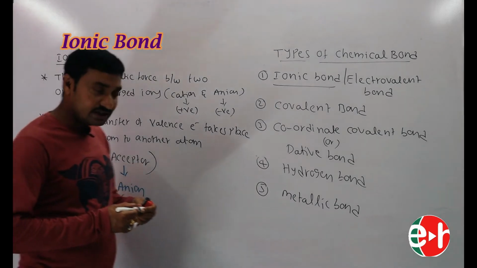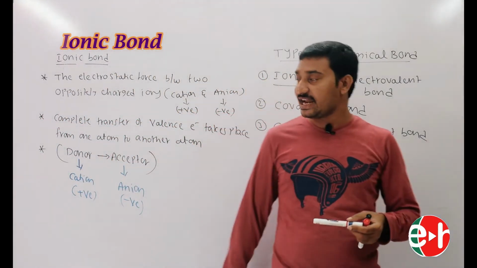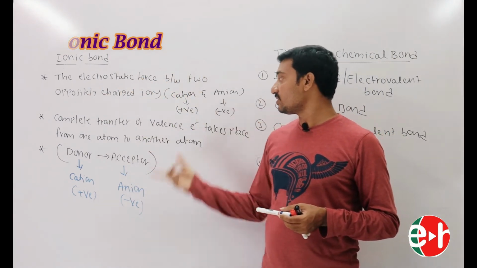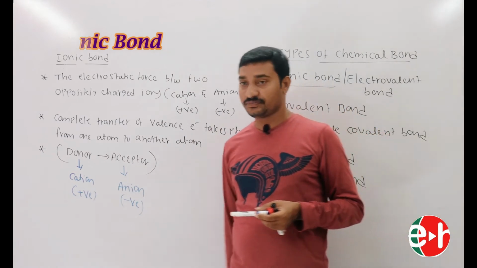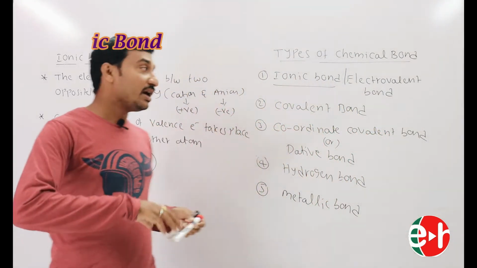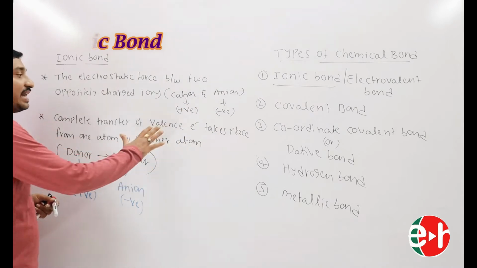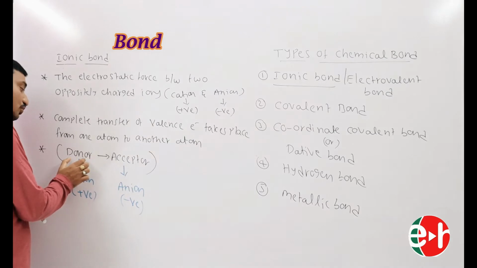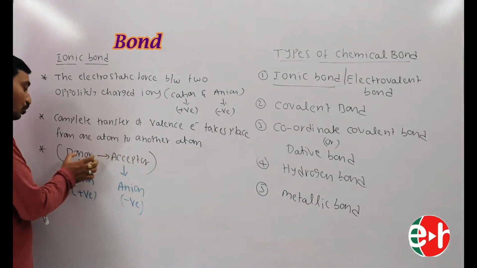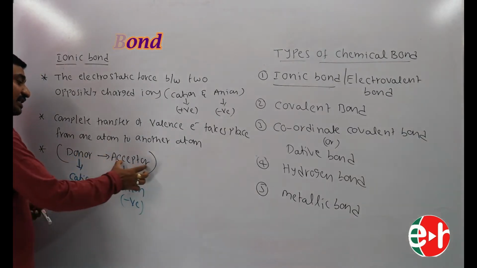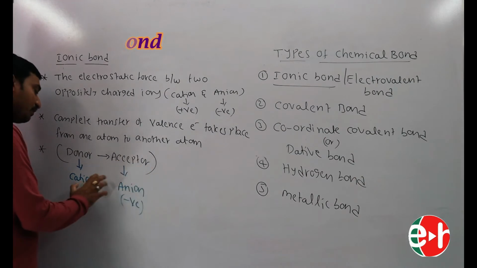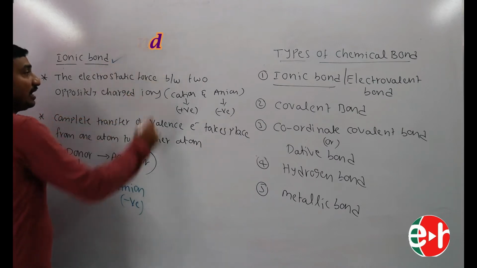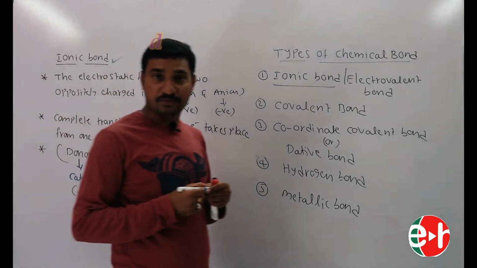So finally, what is ionic bond? Ionic bond is the electrostatic force between two oppositely charged ions, that is cation and anion. In the formation of ionic bond, valence electrons completely transfer from one atom to another atom, that is donor to acceptor. Donor forms cation, acceptor forms anion, and the bond between cation and anion is known as ionic bond. Let us discuss some examples.